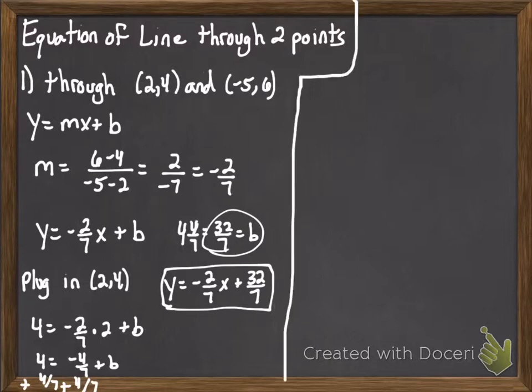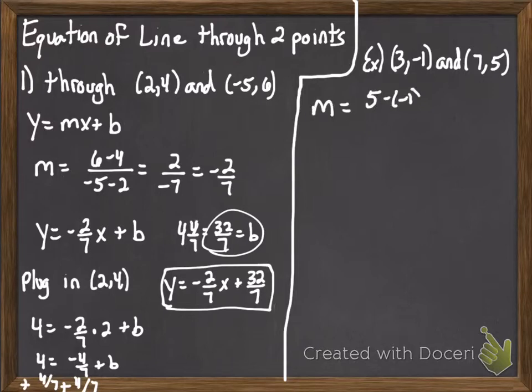Okay, let's consider a second example now. Let's say that our line goes through the points (3, -1) and (7, 5). Maybe you might want to pause the video and start trying to work this problem out on your own. Okay, so hopefully, if you've taken time to do this yourself, you've now found the slope: the difference of the y's over the difference of the x's, so 5 minus negative 1 over 7 minus 3. We get a slope of 6/4, which simplifies to 3/2.